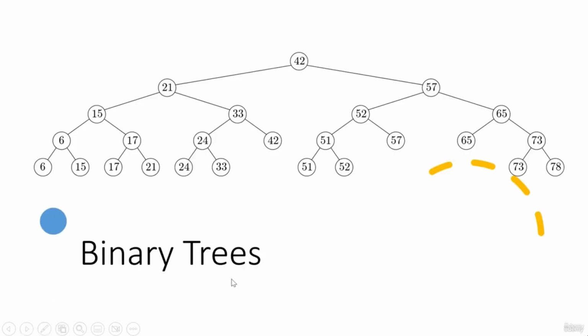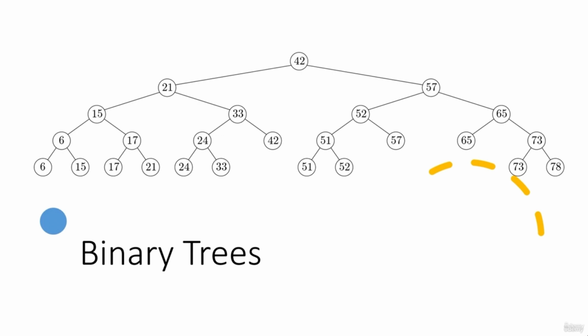Binary trees. Binary tree means that a node can have a maximum of 2 children, as you can see. There are various kinds of binary trees: full binary tree, complete binary tree, perfect binary tree, degenerate binary tree, and balanced binary tree.